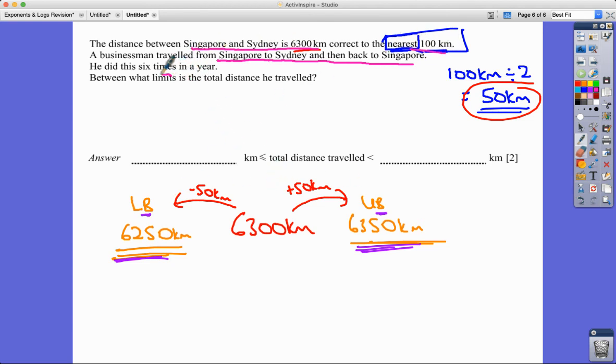He did this 6 times a year. I'm not going to multiply it by 6, am I? Because it's a return trip. It's a bit of a trick question, actually, this one. I would say he did 6 return trips. So I'm actually going to times it by 12 to get those upper and lower bounds.